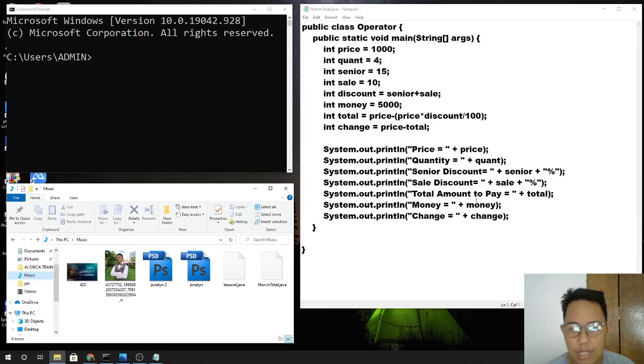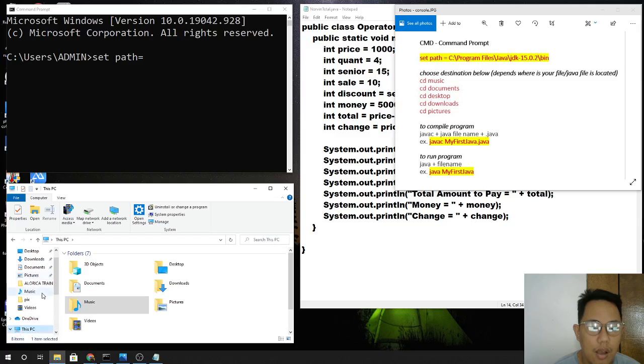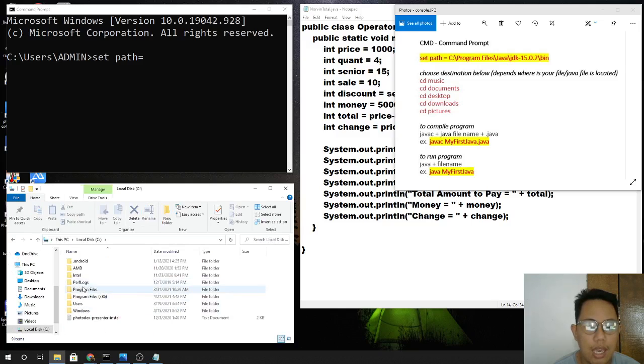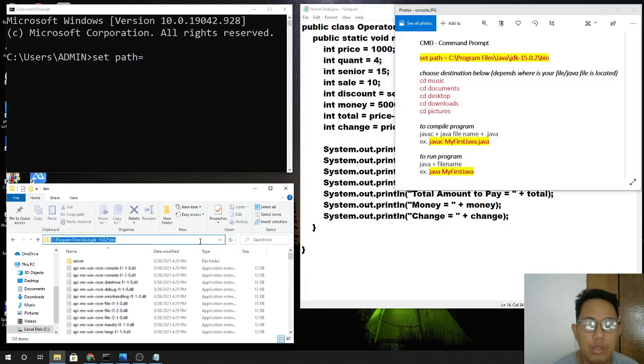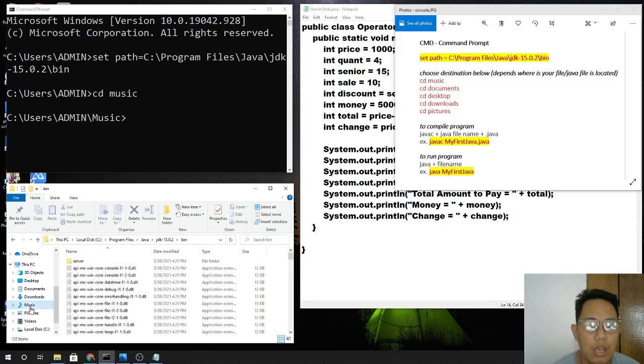According to Norvin, this is his answer. Let's go ahead and open up our CMD, if you can still remember how to open it. So we have to type set path. We'll go to this PC, local disk C, program files, Java, JDK, bin. All right. We'll just have to copy this one, paste, and then press enter. Once done, next is cd music, because my file is located in music.